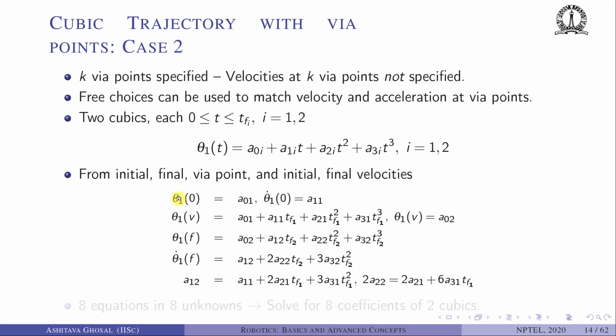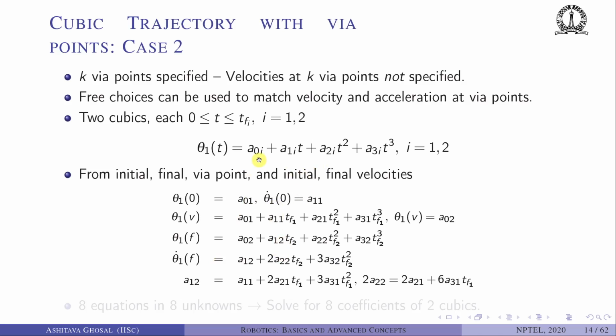We can substitute and we can show that theta 1 at 0 is a01, theta 1 dot at 0 is a11, theta 1 at the via point we can also get, and for the second segment theta 1 at the via point we can also get as a02. Okay, so at the via point, the theta 1 at the end of the first segment must be equal to theta 1 at the beginning of the next segment. So we have actually now 6 constraints. So we substitute these 6 constraints in these expressions and we can get 6 equations.